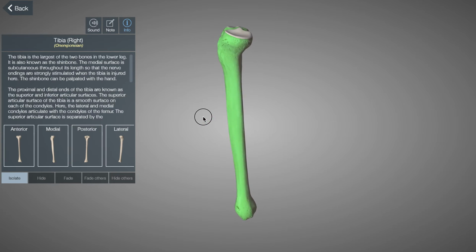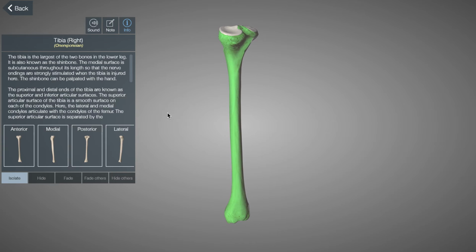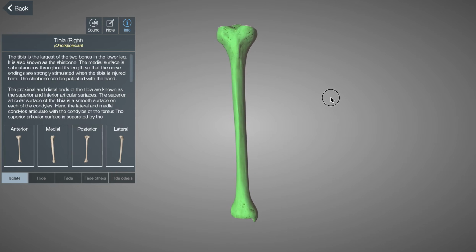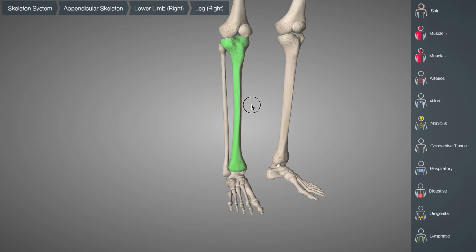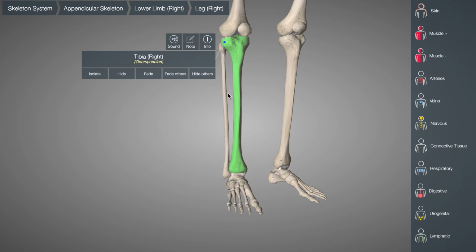And while we're looking over here at lines, you can't really see it on this model so well, but trust me, it's there. There's this line right over here called the soleal line. And just like we saw on the radius and the ulna, there's an interosseous crest on each of these bones, the fibula and the tibia. And another cool thing to note about these guys is that the tibia is homologous to the radius, and the ulna is homologous to the fibula.